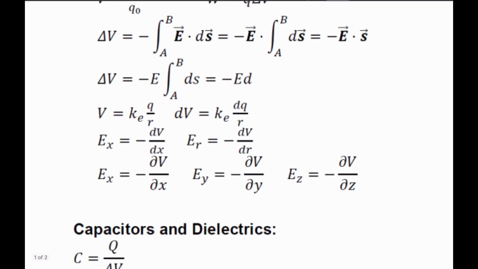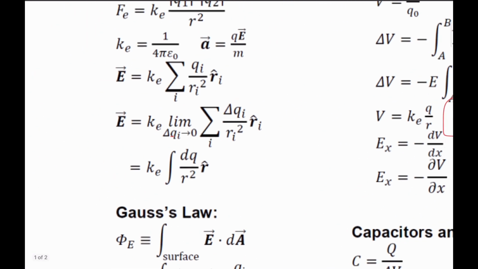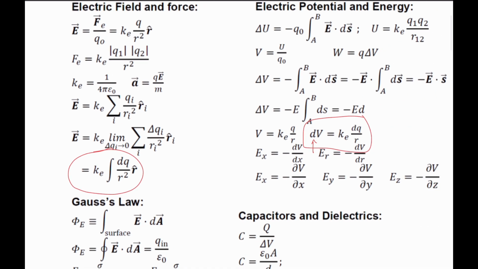And over here, you have the continuous charge distribution of the potential V. So this is the same kind of equation as this over here. You can see both of them have a Ke, both of them have a dq, and this one has an r, this one has an r squared. And also, V is not a vector. That's why you don't have this r hat here. There is no r hat.